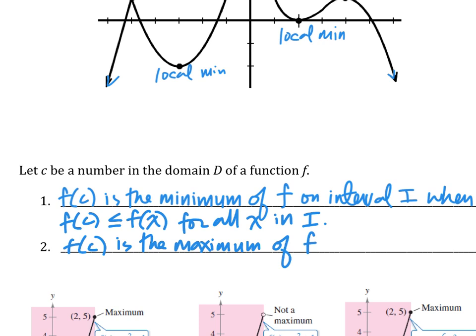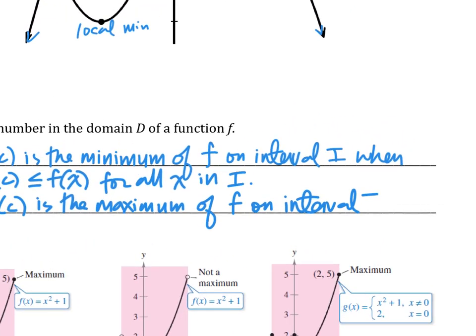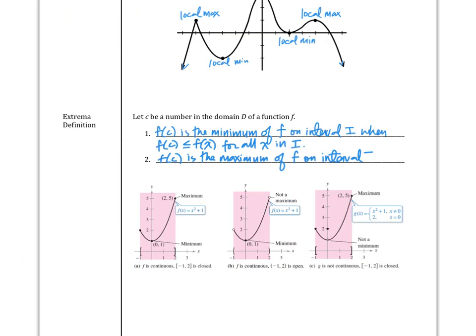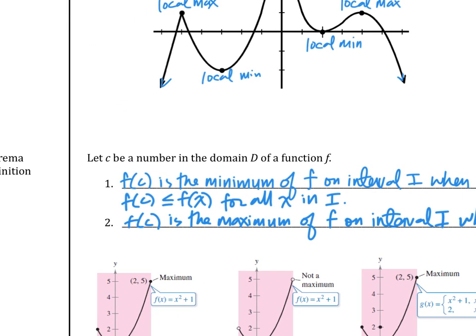And then same thing, f of c is the maximum of f on interval I when f of c is greater than or equal to f of x for all x in I. So that's just a definition.